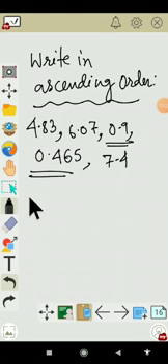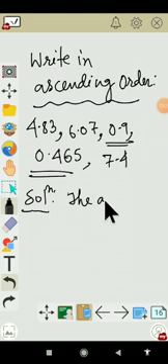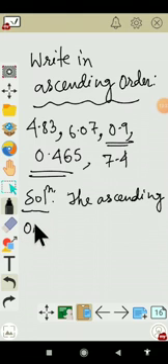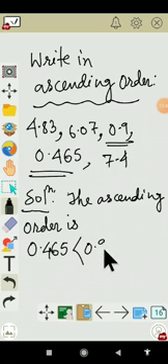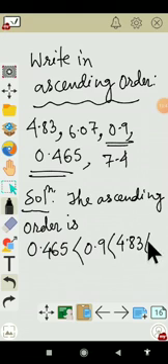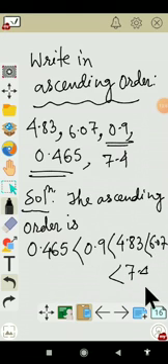So in these two numbers, therefore the ascending order is 0.465 less than 0.9 less than 4.83, then the next whole number is 6.07, then 7.4.